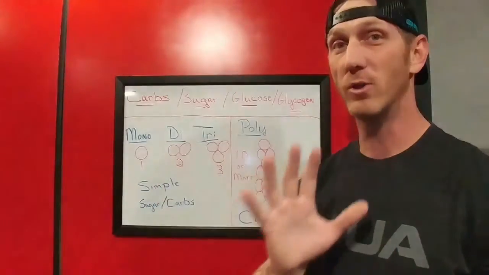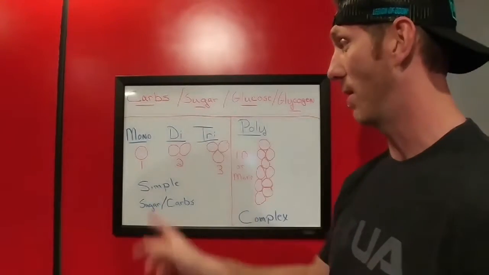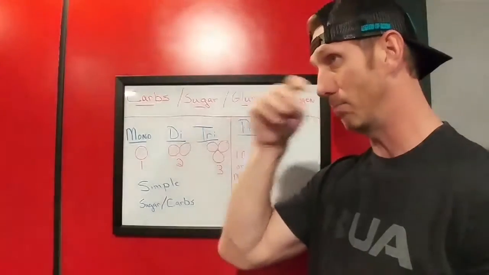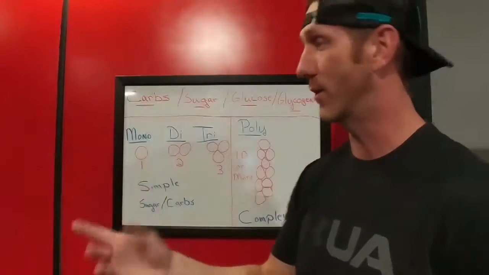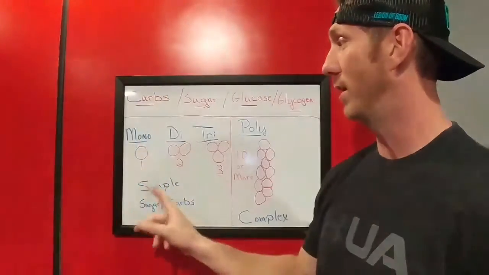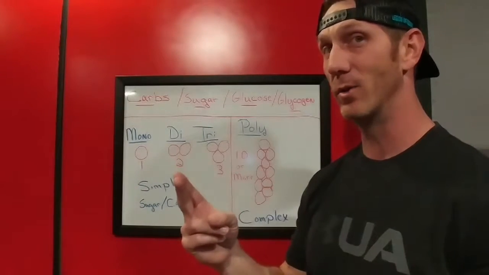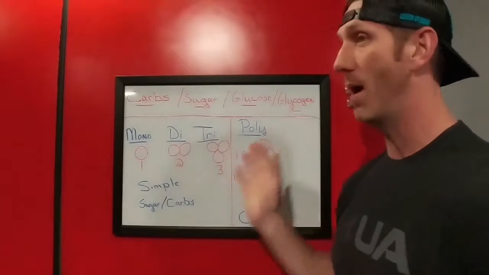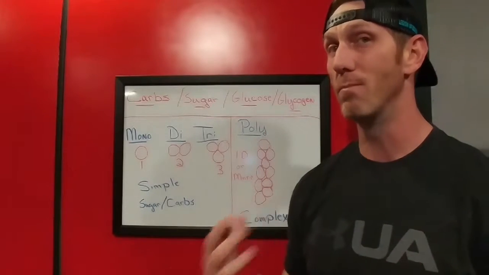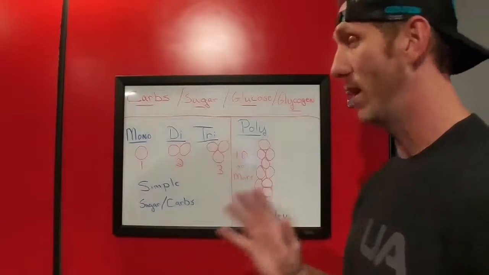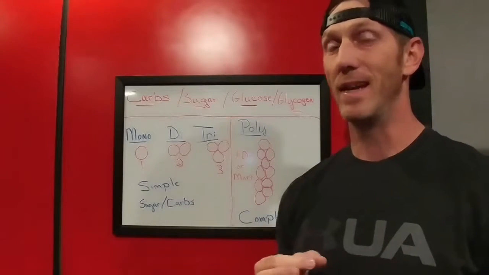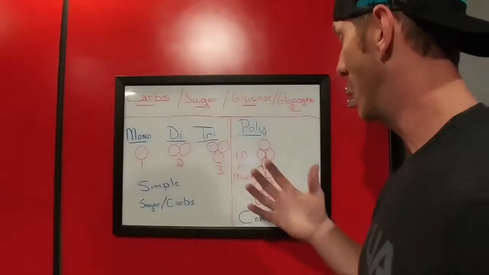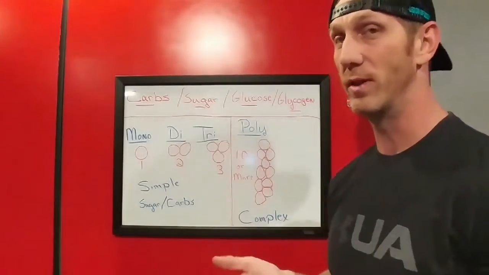Now, the most basic way to describe it is a monosaccharide is a single molecule. Mono meaning one, a di is two molecules together, which is two. A tri, of course, is three. Now, a poly is 10 or more. Where you may have heard that your complex carbohydrates are like in a chain, it's because of the way the molecular structure is put together.